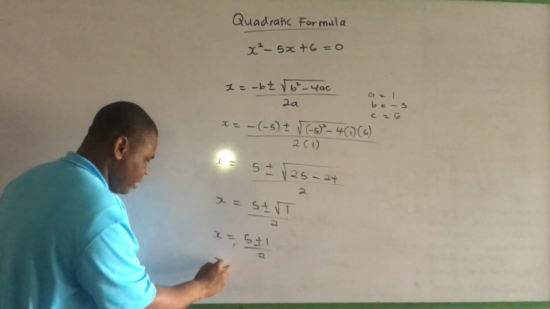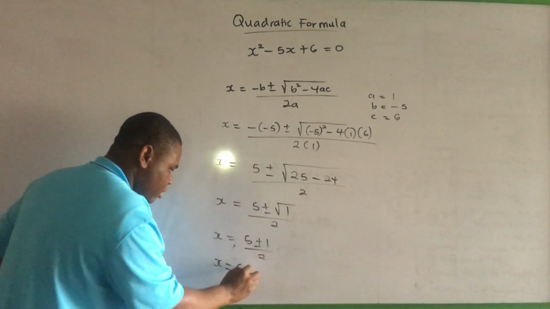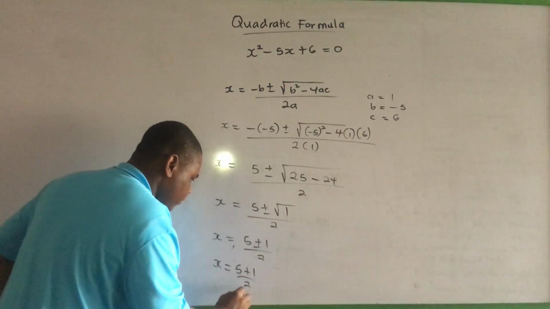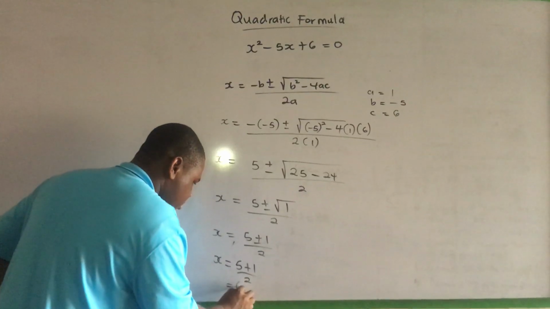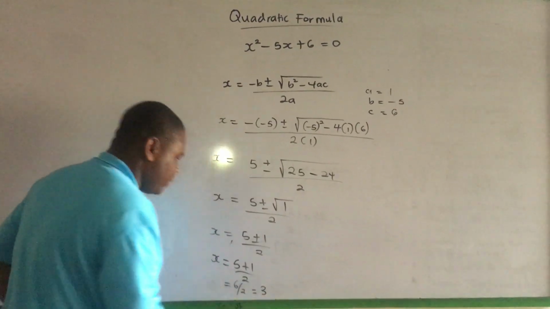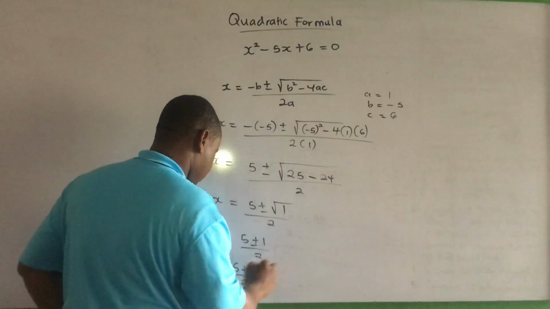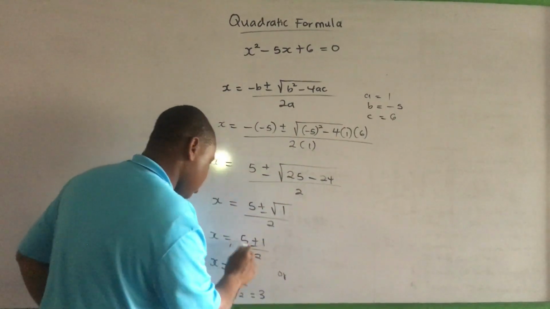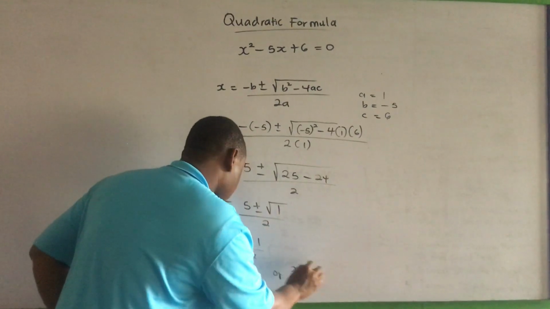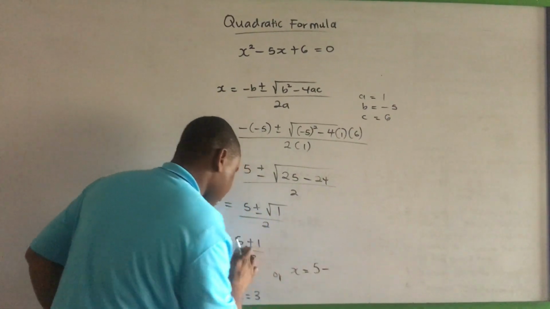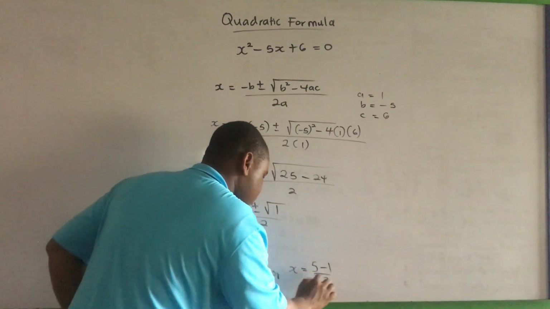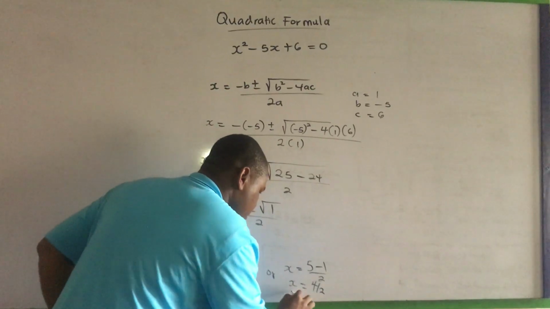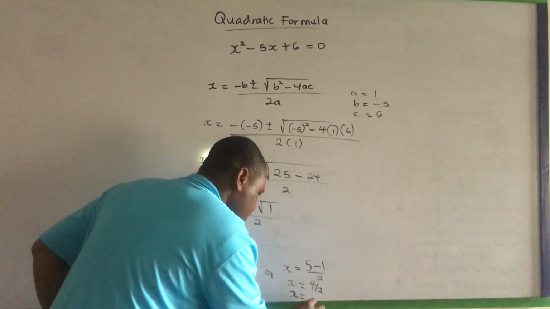So in this case we have x is equal to 5. For the first one we have plus 1 over 2, which will give us 6 over 2, which is equal to 3. So x is 5 plus 1 over 2, which gives us 3, or x is equal to 5 minus 1 over 2. So x is equal to 5 minus 1 equals 4 over 2. So x is equal to 2.